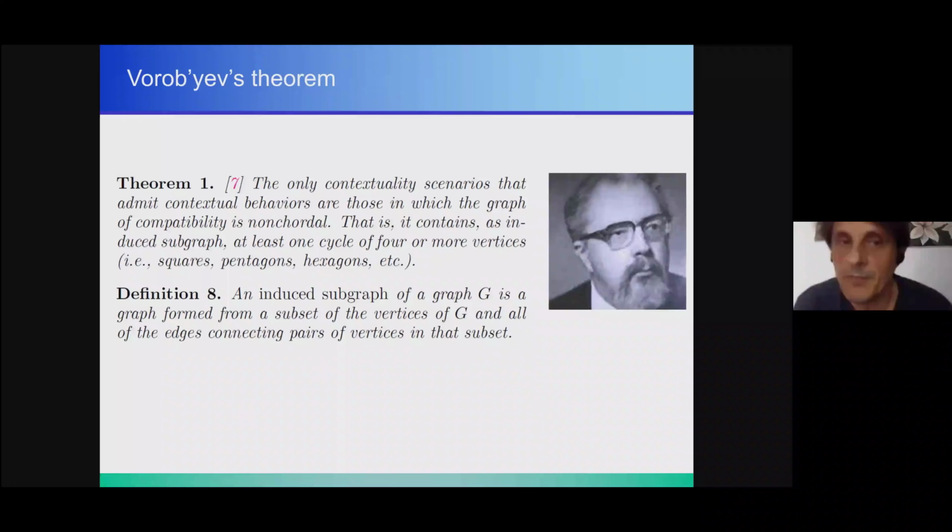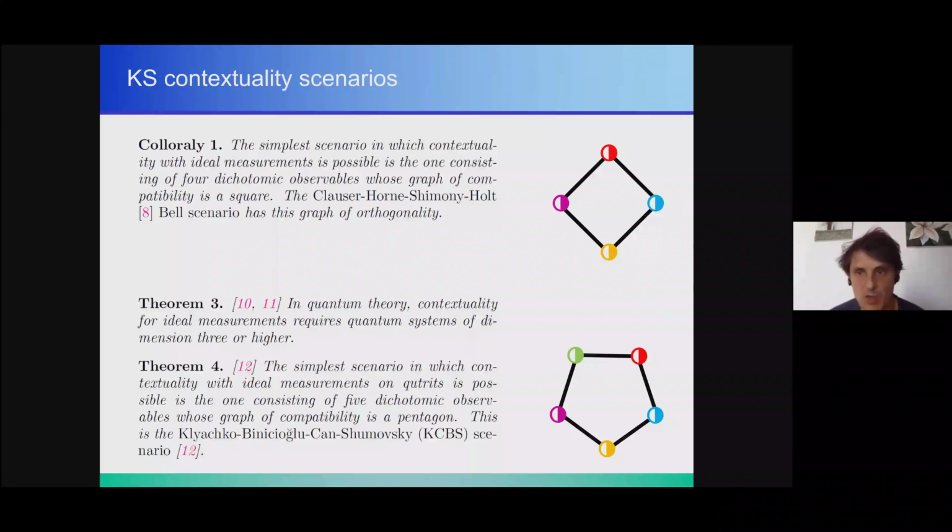Why do I mention this? Because there's this theorem by Vorobyev, mentioned by Rui the first day, I think, saying that the only contextuality scenarios that admit contextual behaviors in the sense we are talking about are those in which the graph of compatibility is non-chordal. That is, it contains as an induced subgraph at least a square, a pentagon, or a hexagon. Which implies the following. First of all, the simplest scenario in which contextuality with ideal or sharp measurements is possible is the one represented by a square, which is the equivalent of the Clauser-Horne-Shimony-Holt Bell scenario.